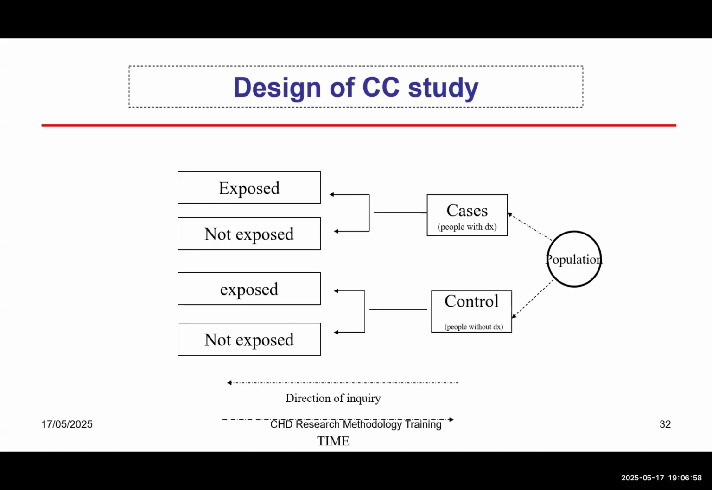Then you go the same way and ask the controls. Among the controls, those who don't have cancer of the lungs, you will have some people who smoke but don't have cancer of the lungs, and some people who don't smoke and still don't have it. So the direction of the question you're asking is going back in time to find out, to make analysis, whether the odds are higher among those who were exposed as opposed to those who were not exposed.